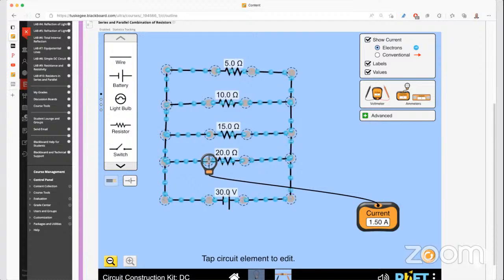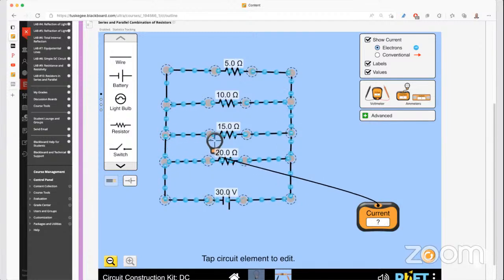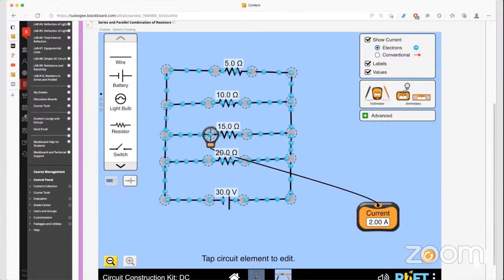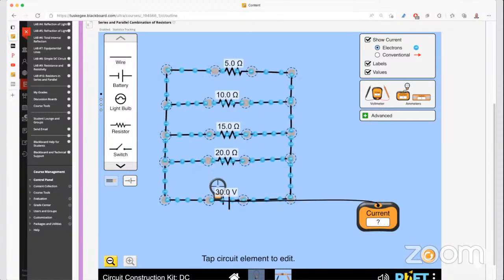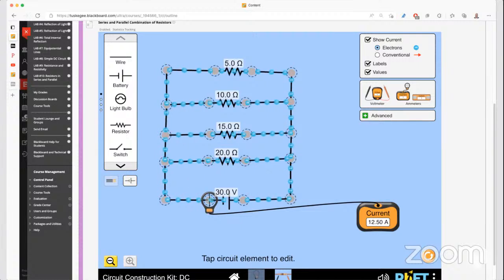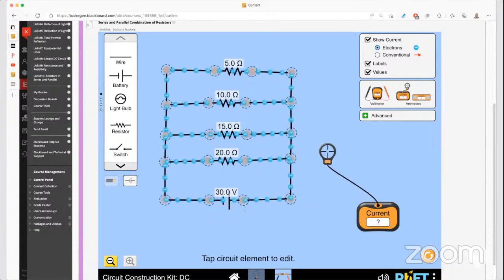But if you add up 1.5 to 2, that's 3.5, plus 3, that's 6.5. Then plus 6, that's 12.5, which is the total current out of the battery. Again, that's consistent with the junction rule we learned, that the sum of currents into a junction equals the sum of current going out of the junction.